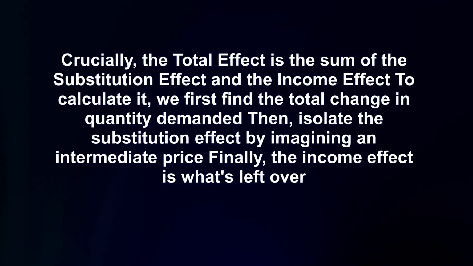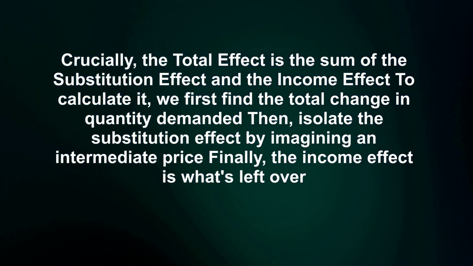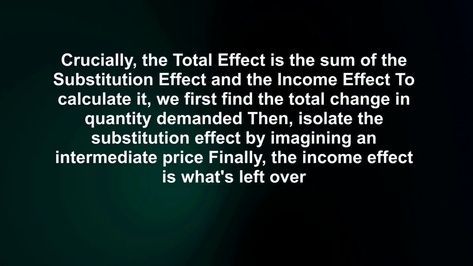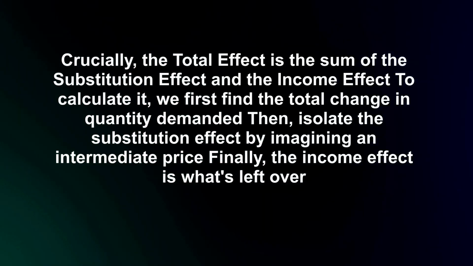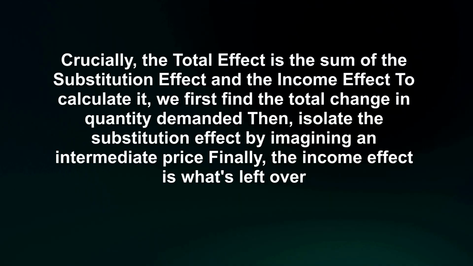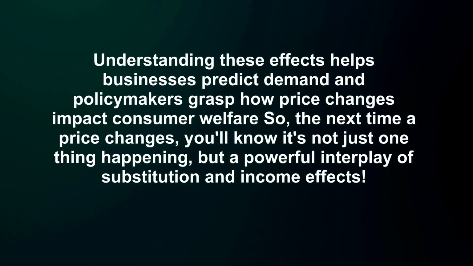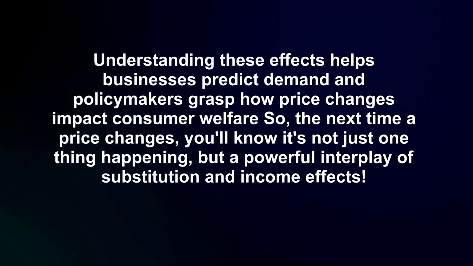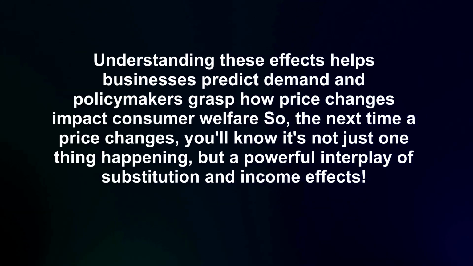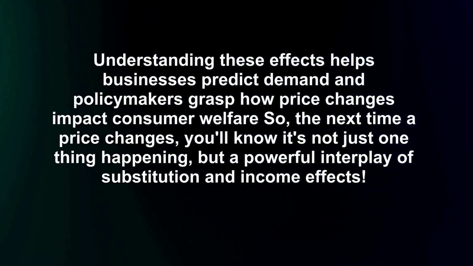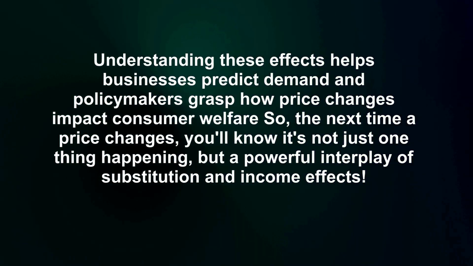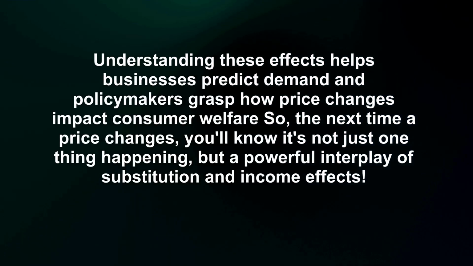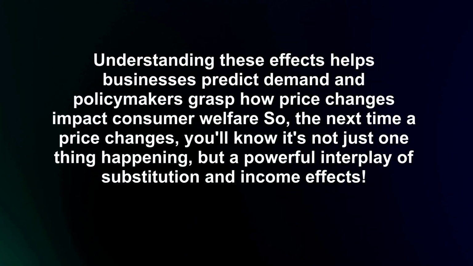To calculate it, we first find the total change in quantity demanded, then isolate the substitution effect by imagining an intermediate price. Finally, the income effect is what's left over. Understanding these effects helps businesses predict demand and policymakers grasp how price changes impact consumer welfare. So, the next time a price changes, you'll know it's not just one thing happening, but a powerful interplay of substitution and income effects.